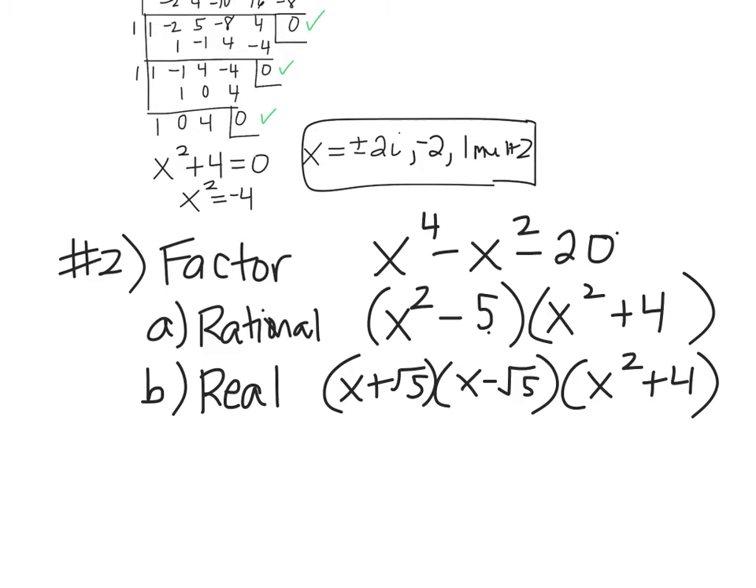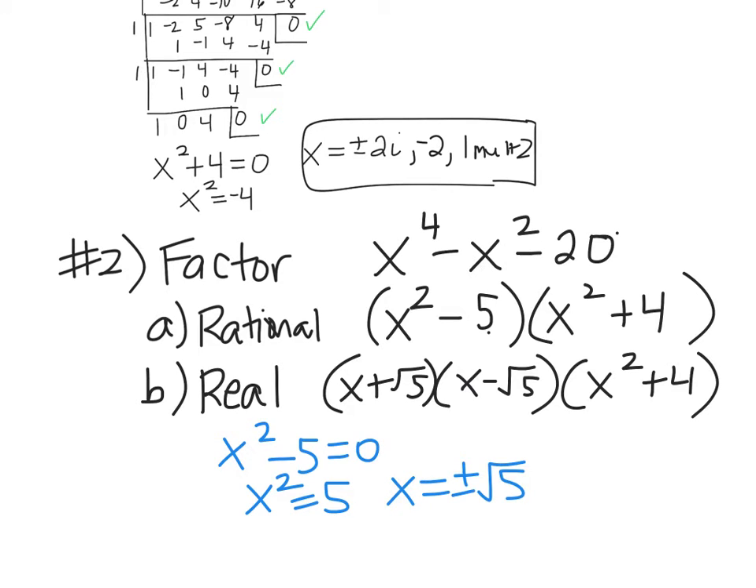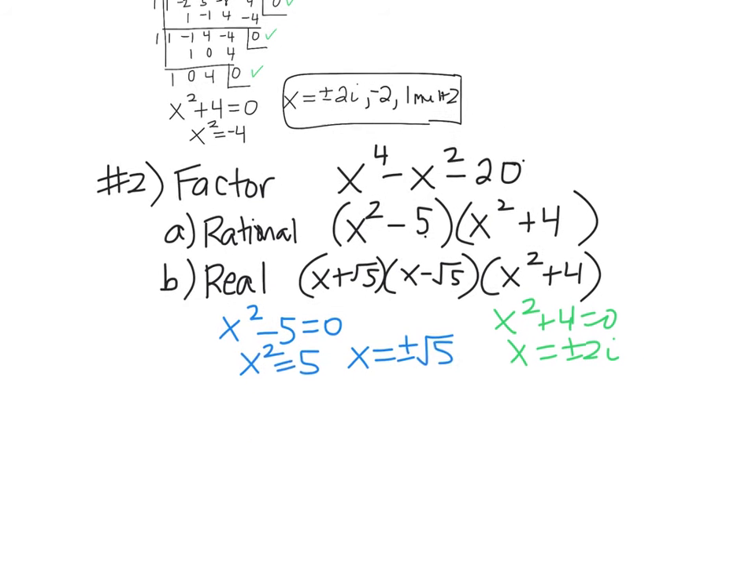You see that? Now, if you get stuck on that, what you can do is take x squared minus 5, set it equal to 0, and solve. And so you get plus or minus rad 5, which in its factors is x plus rad 5 and x minus rad 5. But if I were to solve this one over here, x squared plus 4 equals 0, we just solved this. We get plus or minus 2i. That is not going to be factored over the real numbers.